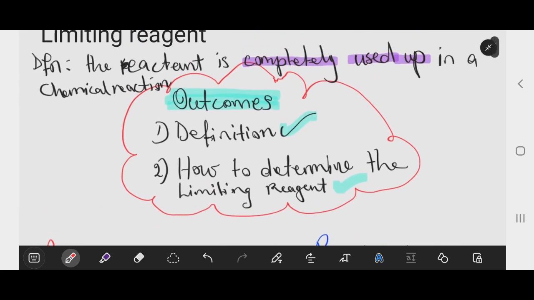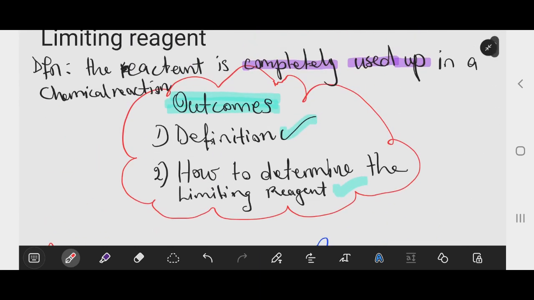So that brings us to the end of the second learning outcome, which is how to determine the limiting reagent. You have to follow some simple steps. You have to make sure that everything is in number of moles. You have to use the ratio in order to determine how much of the product you can produce from each reactant, and then the one that produces less is your limiting reagent.